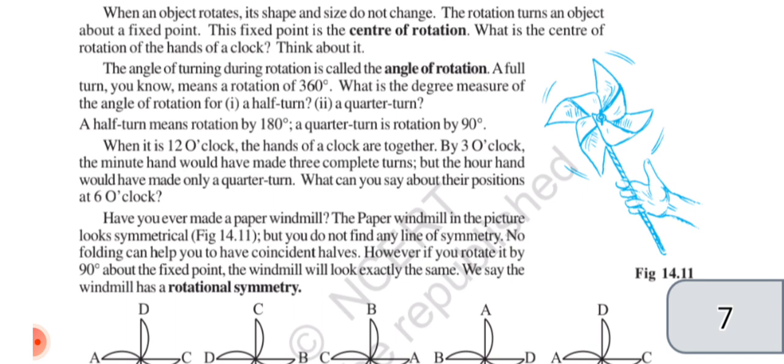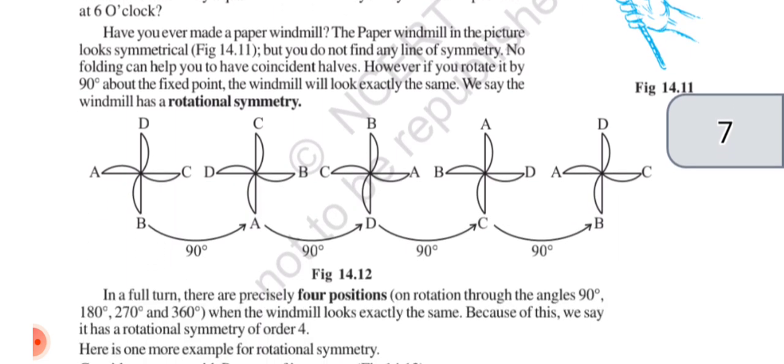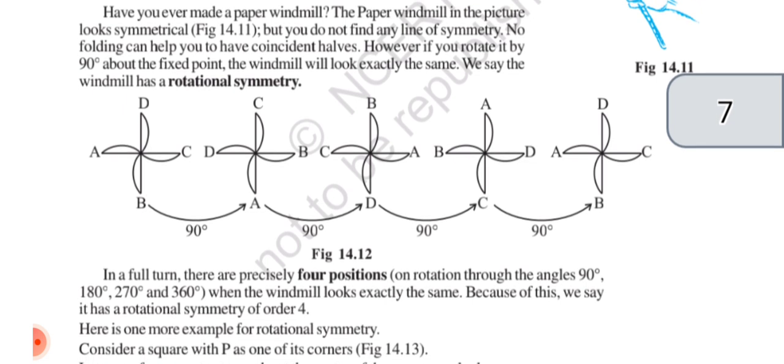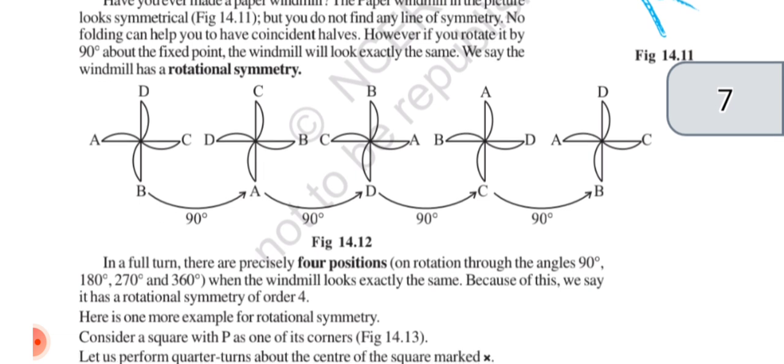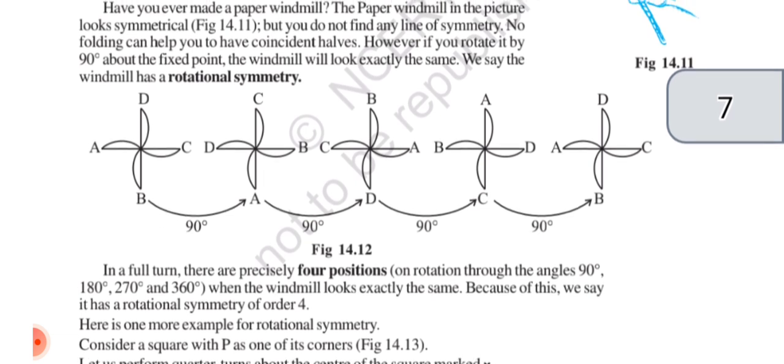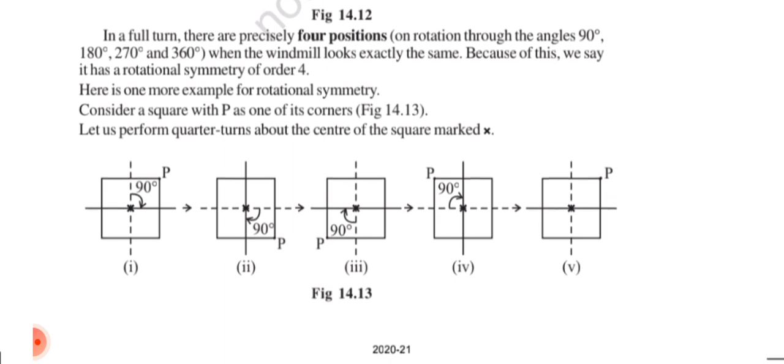Have you ever made a paper windmill? The paper windmill in the picture looks symmetrical. But do you not find any line of symmetry? No folding can help you have coincident halves. However, if you rotate it by 90 degrees about a fixed point, the windmill looks exactly the same. We say the windmill has a rotational symmetry.